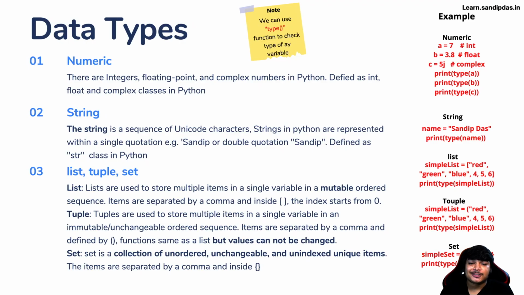The second one is the string. A string is a sequence of Unicode characters. Strings in Python are represented with a single quote or double quote, such as 'Sandip' under single quote, and defined as the str class in Python.